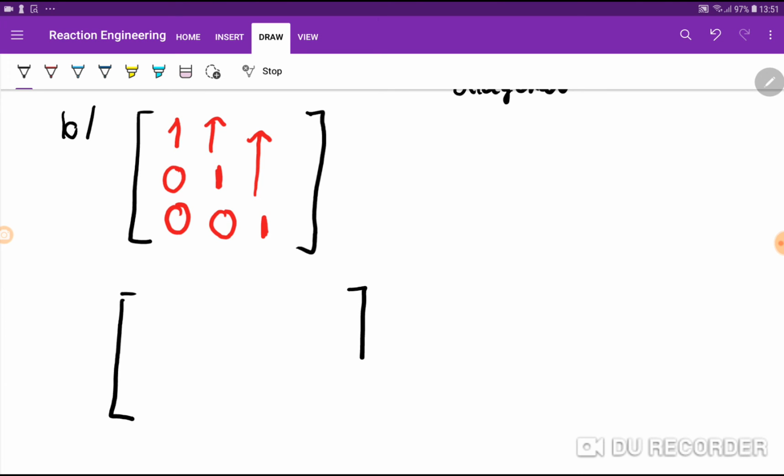Let me explain to you. It means that each row will have a leading one. Let's say the leading one is here. To qualify as a leading one, you have to meet 2 criteria. The first criterion is that everything to the left of it has to be 0.